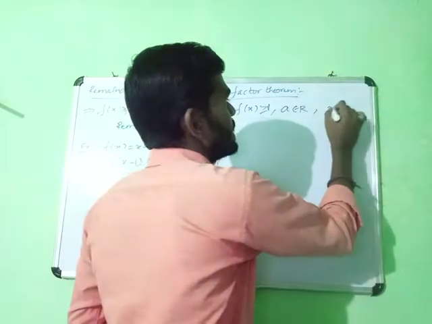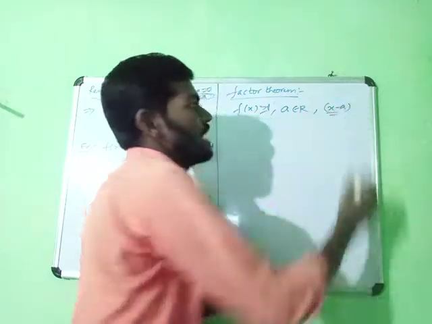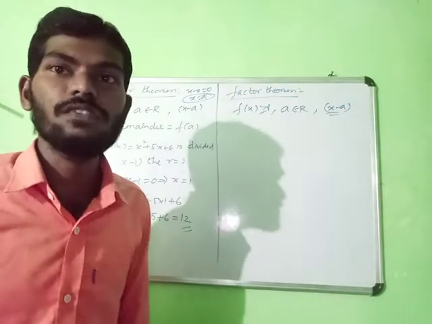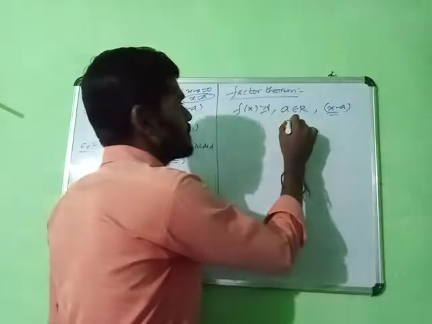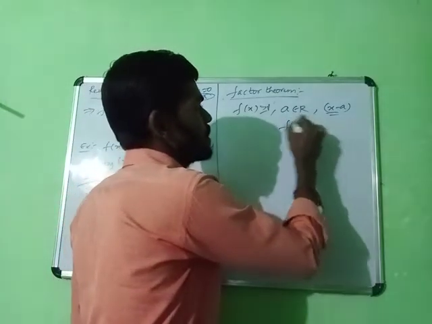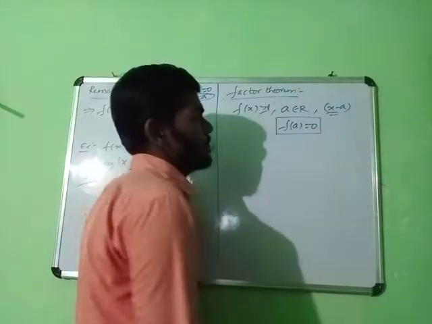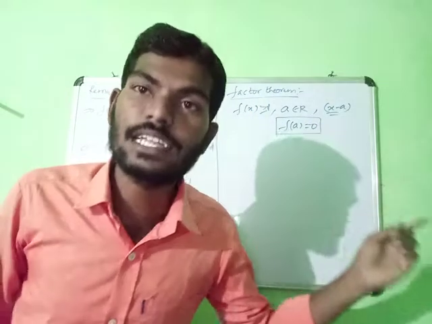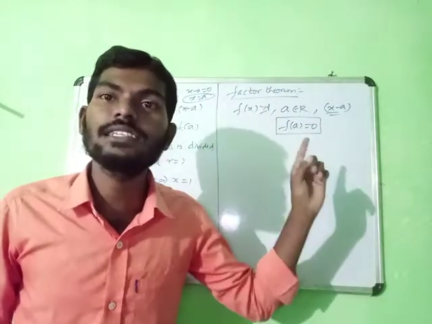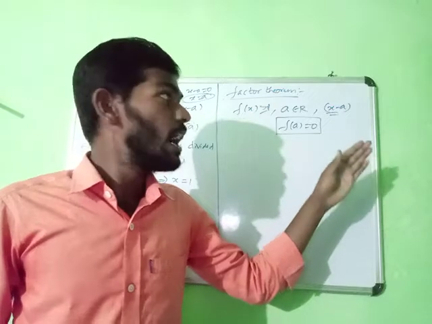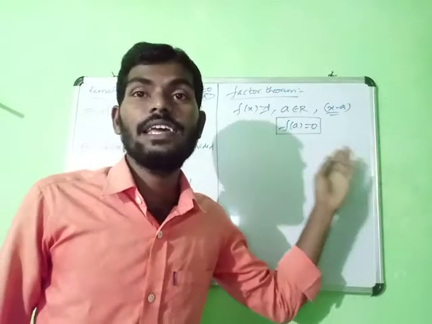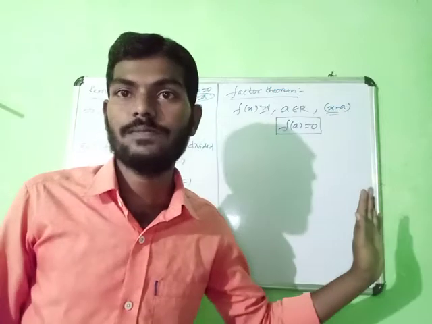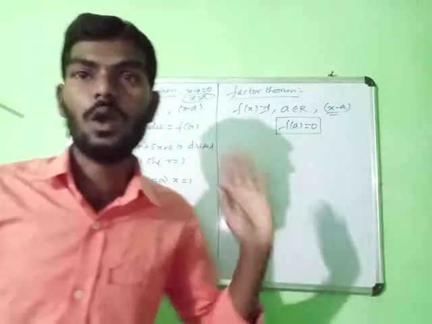then f of a equal to 0. What will come as the answer? f of a equal to 0. This is the factor theorem. f of x is a polynomial with degree greater than or equal to 1, a is a real number, and x minus a is a factor. If x minus a is a factor, then f of a equal to 0.